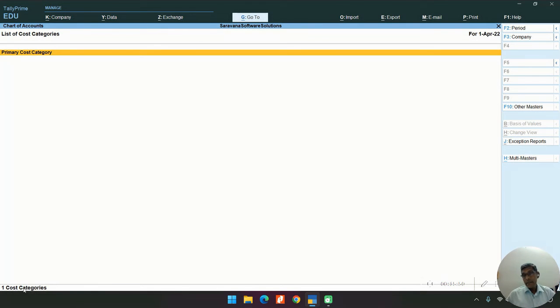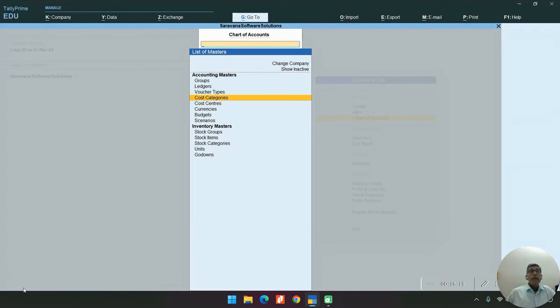There are no predefined cost categories. Only the first one is defined, the primary cost category. If you want to create one more cost category, you can create it linked to the primary cost category. Without the primary cost category, it is not possible to create any subcategory of costs. Then cost centers. You can create multiple cost centers, for example marketing department, sales department, manufacturing department, or production department.